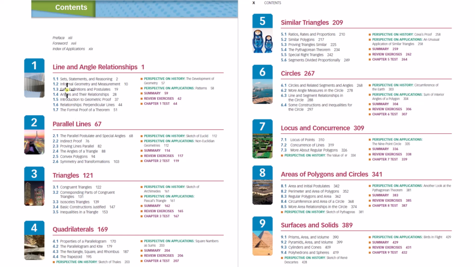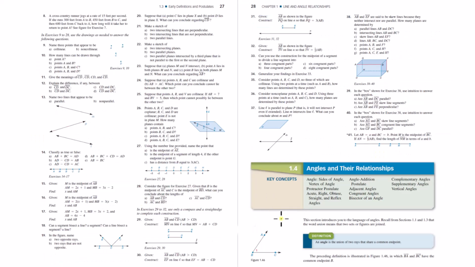All right, we're continuing with Chapter 1 in the geometry textbook. In this video, we're going to go through Section 1.4, which is on angles and their relationships. Up to this point, we have talked about angles, and we've talked a good bit about the meaning of angles informally. But now, in this section, we're going to be given an official definition of an angle.